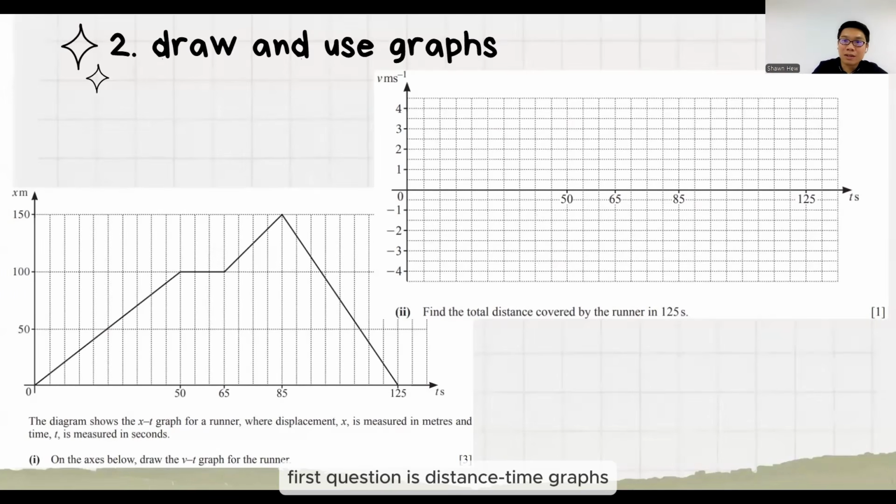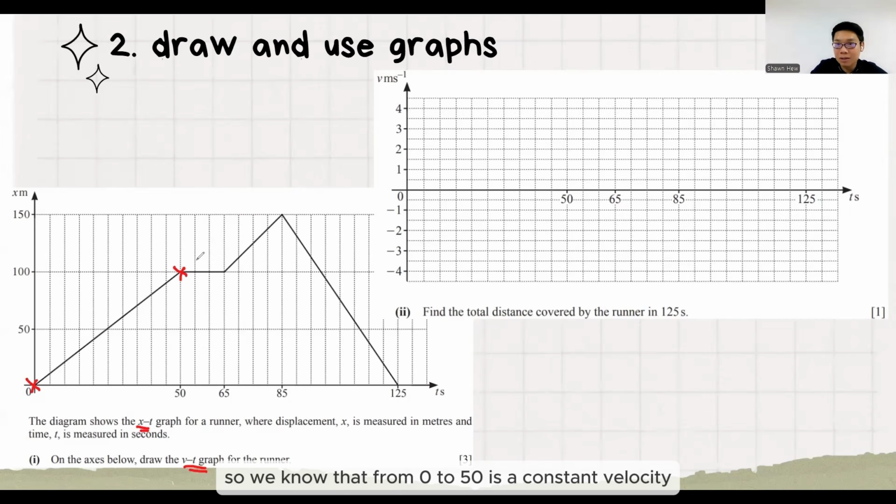First question is distance time graph. The question says this diagram shows the displacement time graph for a runner. Draw a velocity time graph for the runner. So we know that from 0 to 50 is a constant velocity.